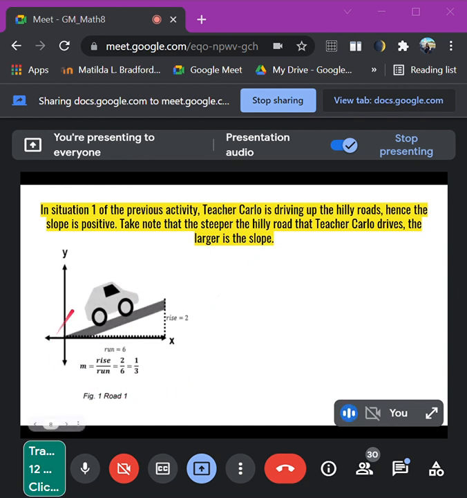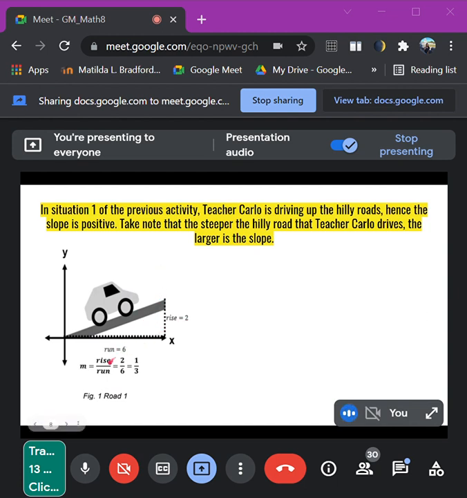So, this was the first situation or first figure. Here, class, we can draw our Cartesian coordinate plane. With that, you can get your slope. We said that the slope is the steepness. And if we're going to get our slope, we're just going to use the rise over run. So we assigned values here, where our run is along the x-axis, and then the rise is going up. So you're just going to substitute that.